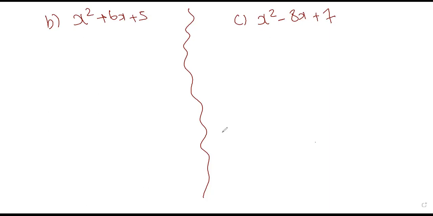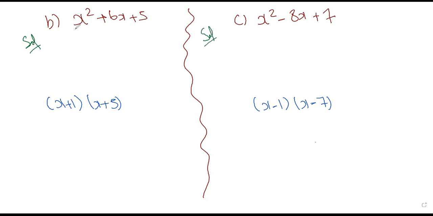For the first one, I got x plus 1 and x plus 5. Okay. And what about the second one? X minus 1, x minus 7. Okay. And what about you, Turhan? Are you getting the same factors? Yes. Okay. Let's do it together. Let's see if your answer is correct or not.